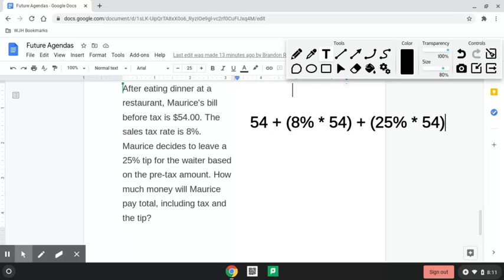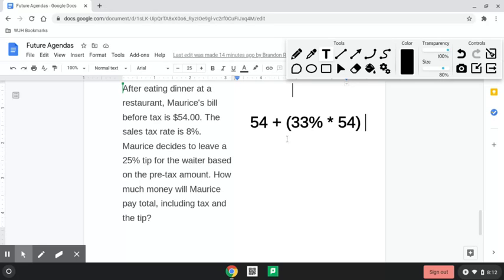Or you can just add those two percents together and take these two parentheses and change them into just one operation and say 33%. And I'm going to do it this way.